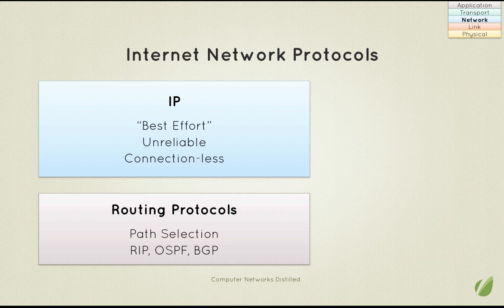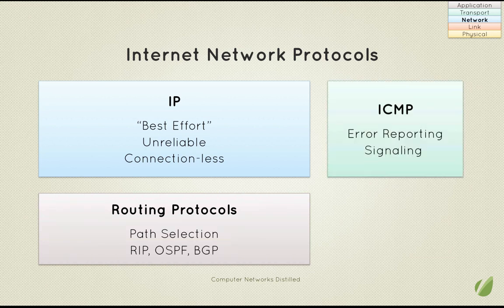The second piece of this puzzle is the routing protocol. There are several routing protocols. Their job is to select the path, to find the path across all the intermediate links. And there are many of those that exist, RIP, OSPF, BGP, that are involved in the global internet. The third piece is sort of a helper protocol for IP. It's called ICMP. It's for error reporting and signaling with IP. We'll take a look at each of these in upcoming lessons.